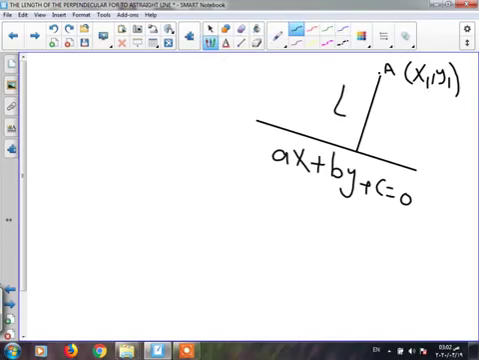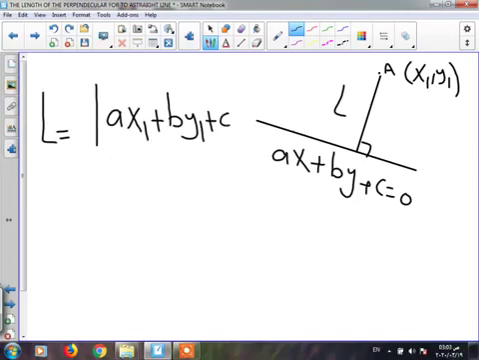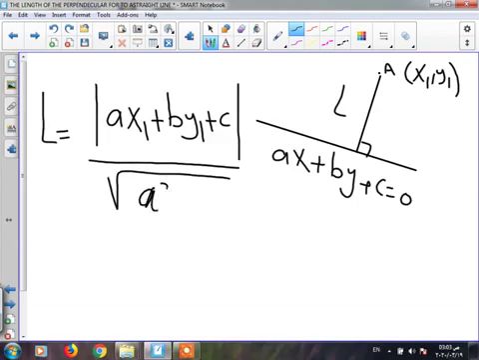It's going to be L, the perpendicular from the point A to the straight line. L is going to be the absolute value of A x1 plus B y1 plus C, over the square root of A to the power of 2 plus B to the power of 2. A, B, and C are from the equation: the coefficient of x, the coefficient of y, and the free term, and x1 and y1 are the coordinates of the point A.